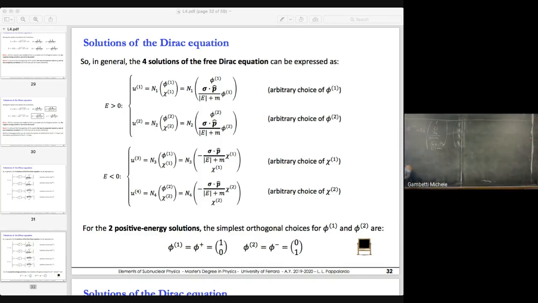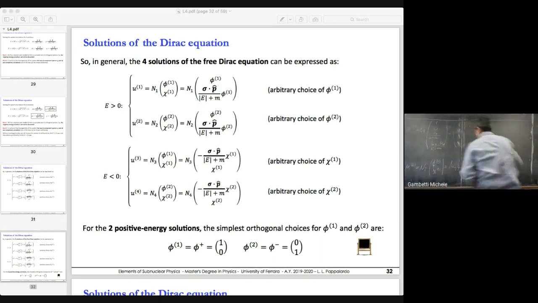So for the second positive energy solution, U2, we are going to have N2, phi 2, chi 2. It is N2, phi 2, sigma scalar P divided by E plus M phi 2. This is the one you find in the slide, okay?